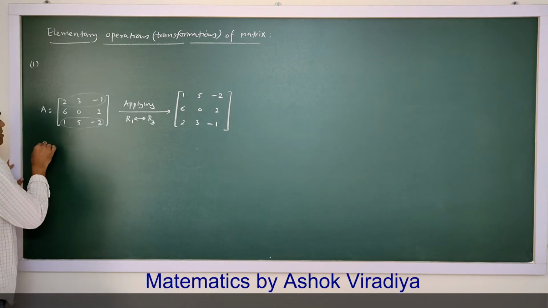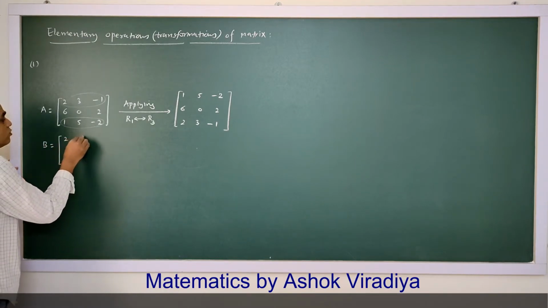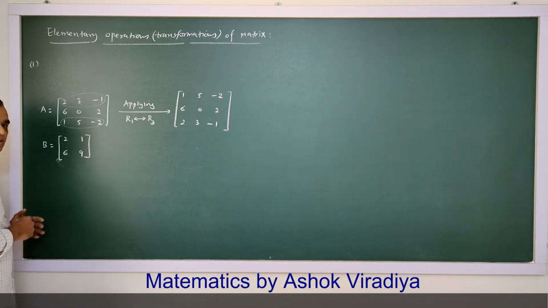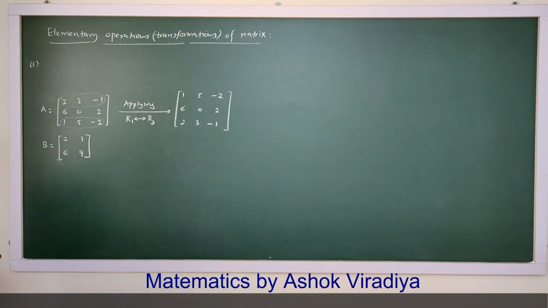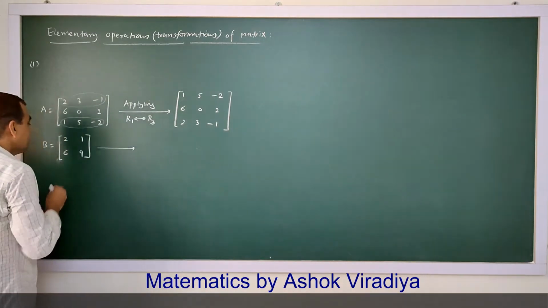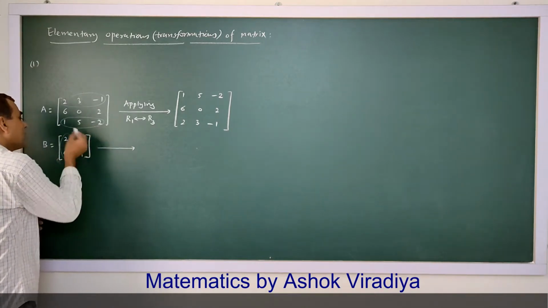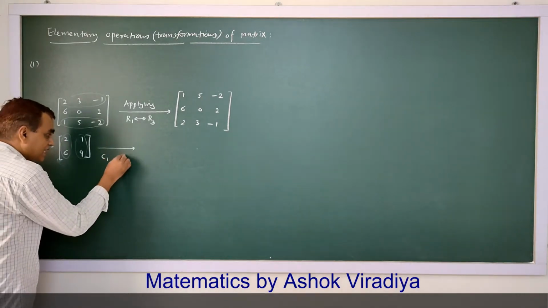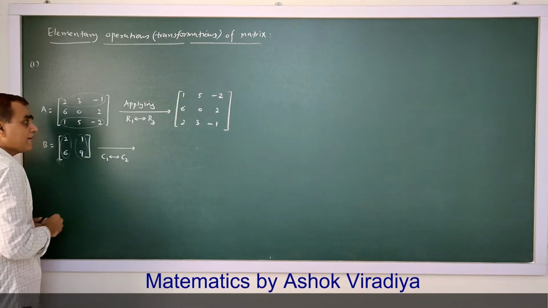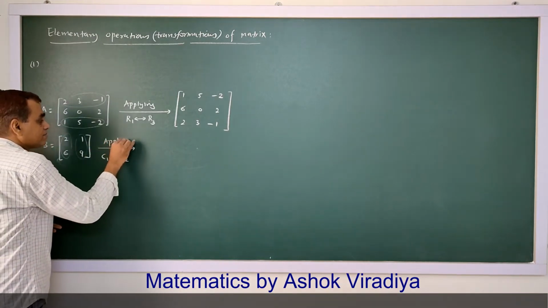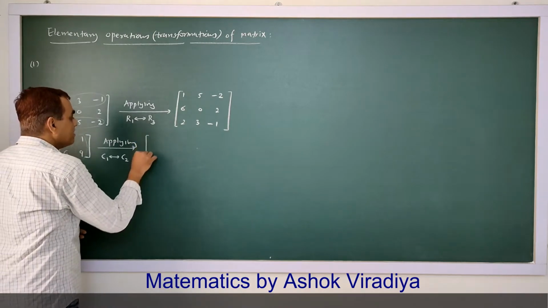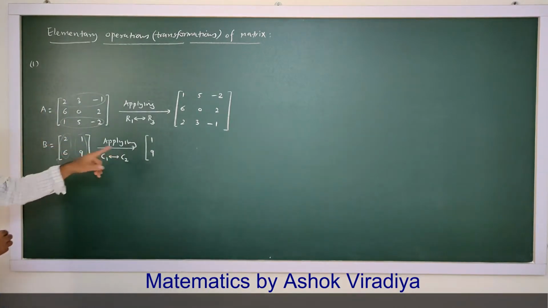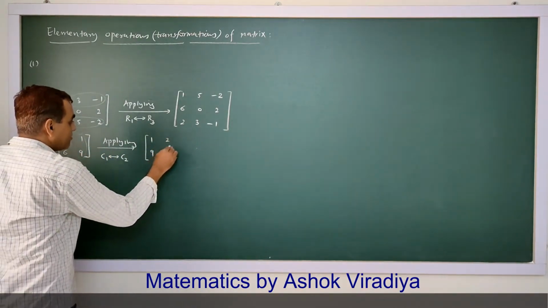Suppose we have a matrix 2, 1, 6, 9. This is a matrix. It can be done over columns also. Suppose we want to interchange these columns among themselves. So first column and second column, interchanging among themselves, applying this, we get a new matrix. The first column is now the second column and the second column is now the first column.